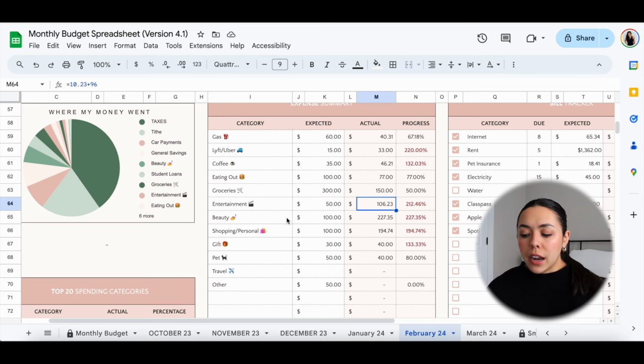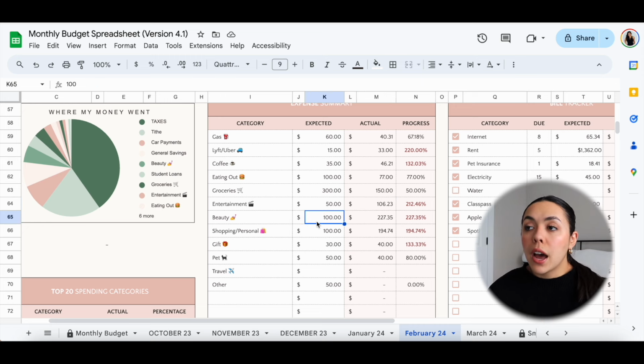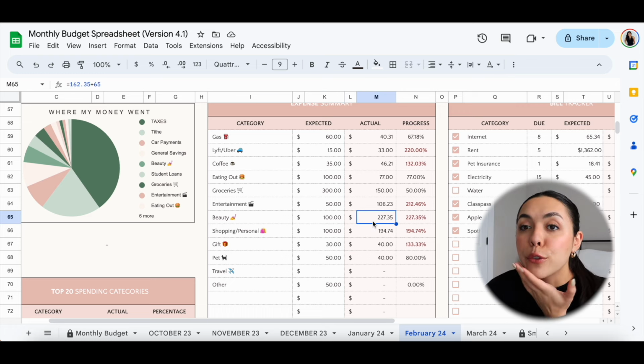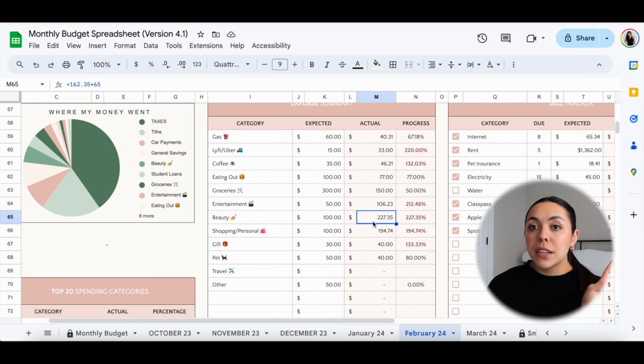For beauty, I budgeted $100 because I knew I wanted to get my nails done and get my hair cut. So I did that. I got my nails done, I got my hair cut, and I also got my brows laminated for the first time. So 3 beauty treatments, which is way more than I normally do, but if you've been following along on my Instagram and other YouTube videos, I was just looking for a little spring refresh.